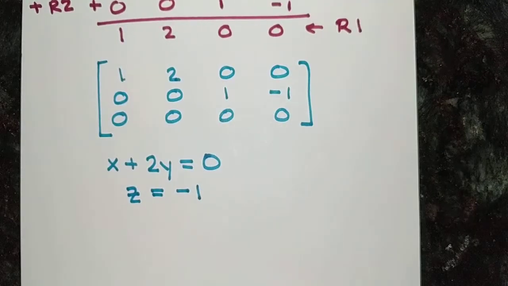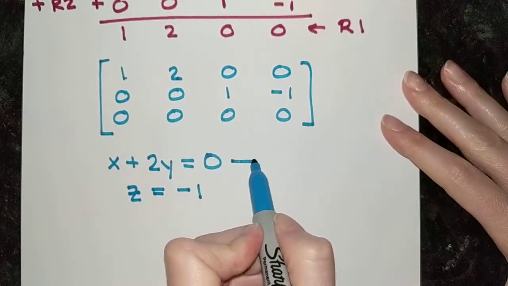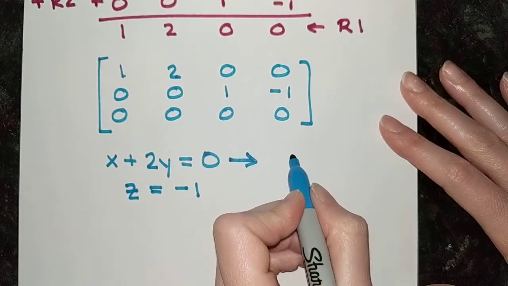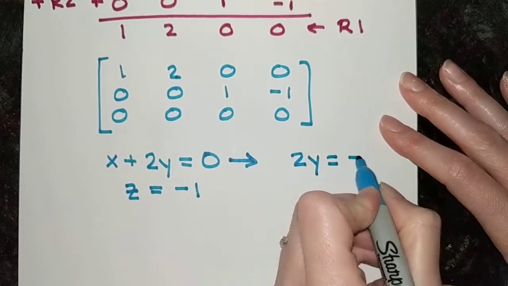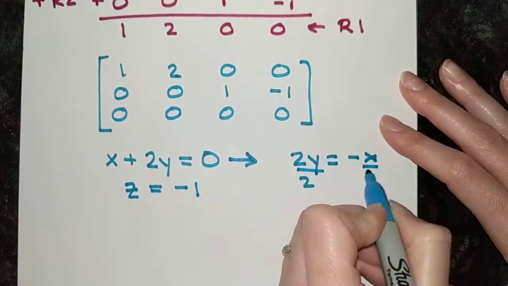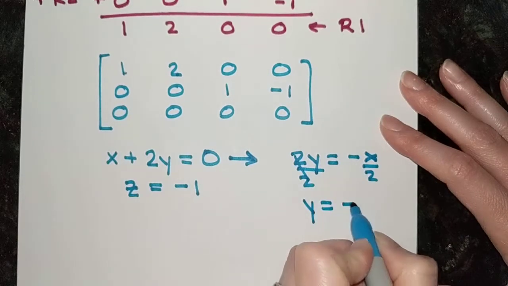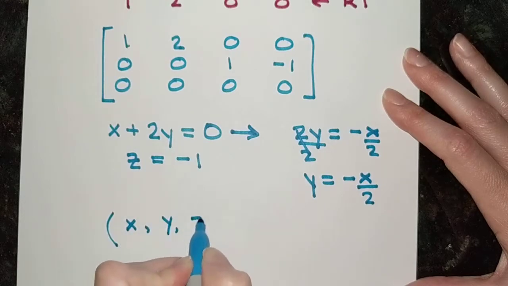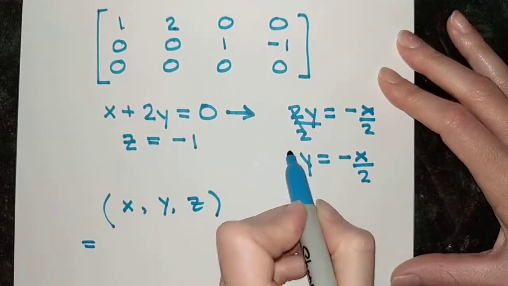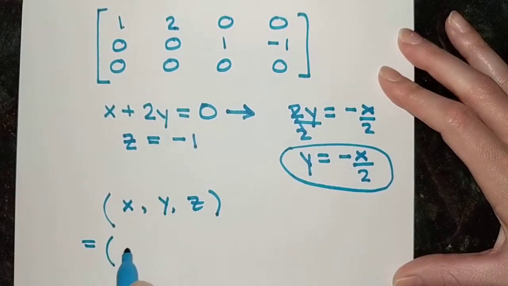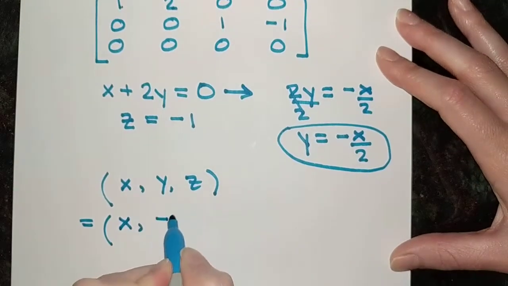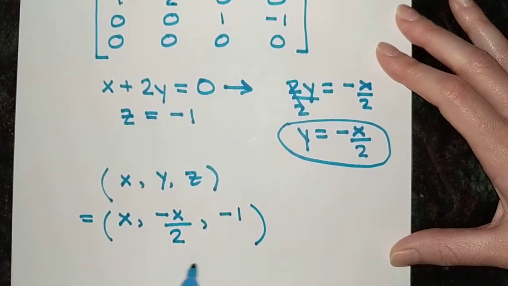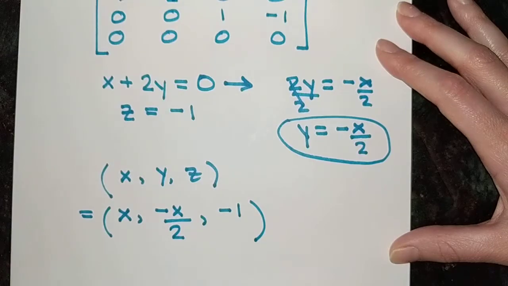So what we can do with that information is we can solve this equation for y. So we'll write this as, if we solve it for y, we'll have 2y is equal to negative x, and then divide both sides by 2 to get y is equal to negative x over 2. So we write x, comma, y, comma, z, but then based on our solution for y, we could write this as x, comma, negative x over 2, comma, negative 1. And then that would be our representation of the infinitely many solutions.